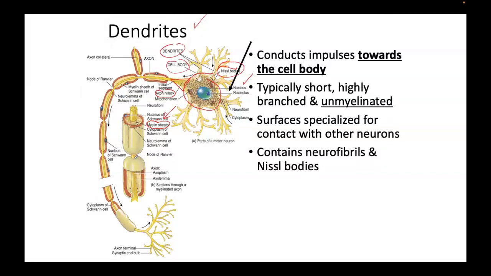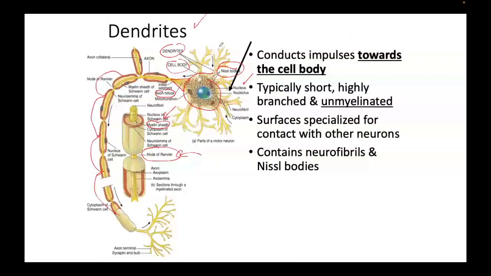Now, between each Schwann cell, there's a gap that's not myelinated, and that's called a node of Ranvier. It's not myelinated. So when your action potential or nerve impulses travel, they jump from node to node. They jump over the unmyelinated part, and that's what speeds up the conduction of impulses.